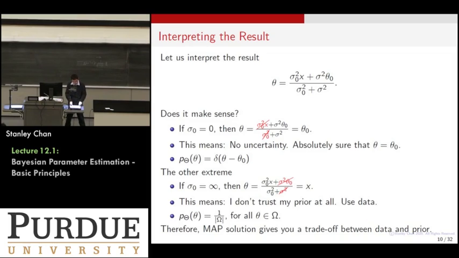On the other extreme, if sigma 0 is infinity, so it's like a uniform distribution, then your theta should just become x. You ignore the prior, just use the measurement. So this last comment is pretty useful. The MAP solution gives you a trade-off between the data and the prior. That is the thing that's offered by the Bayesian approach.